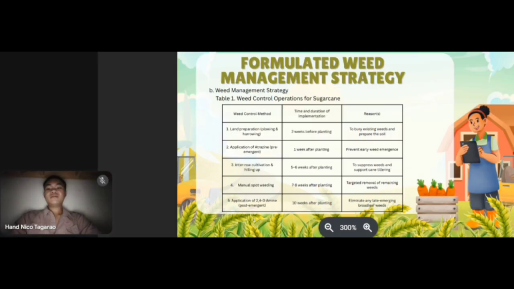And for the fourth one is manual spot weeding. It could be done 7 to 8 weeks after planting. It is to target removal of remaining weeds. And for the last one is application of 2,4-D amine post-emergence. It could be done on the 10th week after planting. It is to eliminate any late emerging weeds.